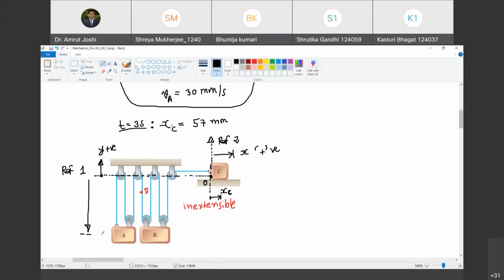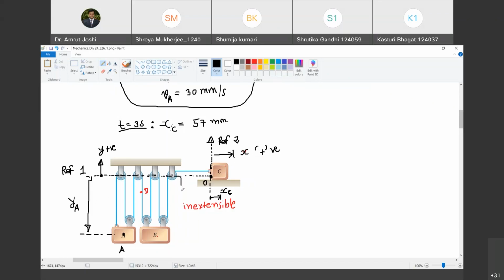Now I am going to define something called as YA. What is YA? YA is the distance of the centroid of block A. Whether you consider centroid, upper face, or lower face, it's all right because we are idealizing everything as a particle. Block A is a particle, block B is a particle, block C is also a particle. Are you with me? Yes, sir. So therefore, this perpendicular distance from reference line 1, I am going to call it as YA.